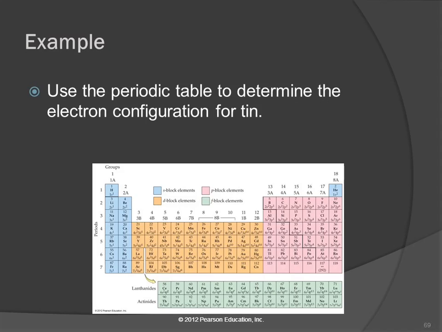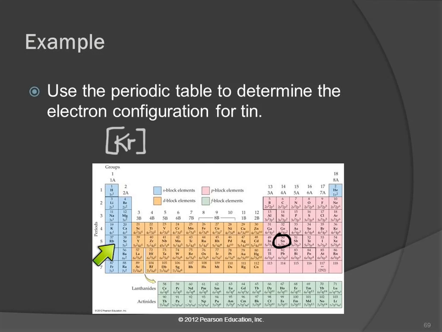Let's do another example. Using the periodic table, determine the electron configuration for tin. Well, first of all, what's the element symbol for tin? Sn. So we got to find that. There's Sn. So previous noble gas is krypton. So we'll put krypton in brackets, and that is this guy, and so then we have to figure out what comes after.